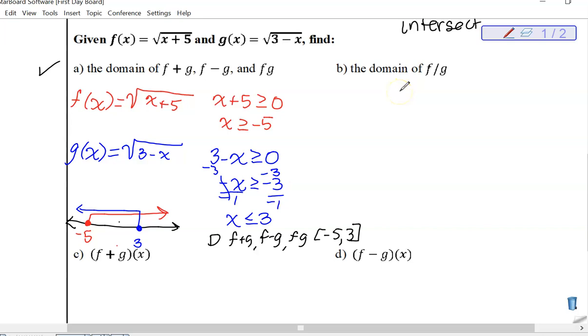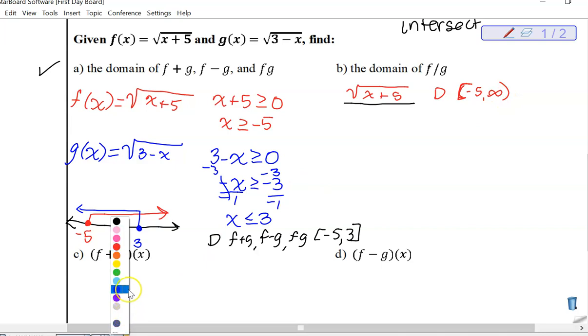Remember what we saw when we did the division of these two functions. We saw an asymptote. So I'm going to create a fraction here where I'm going to put my f of x, which is the square root of x plus 5. And here's what we know. Its domain is from -5 to infinity. We already found that.